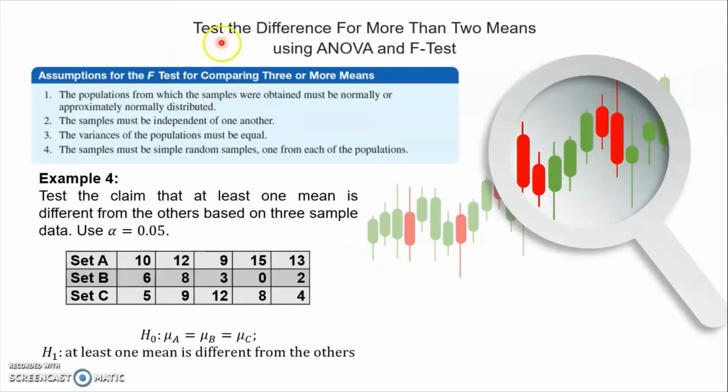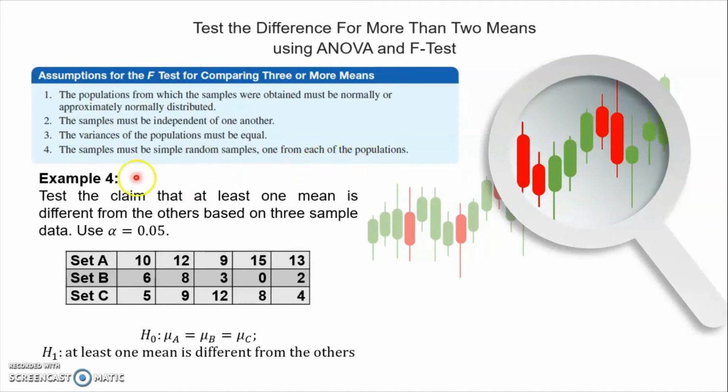Objective number 4. Test the difference for more than two means using ANOVA and f-test. These are the assumptions for the f-test. Number 1, the populations from which the samples were obtained must be normally or approximately normally distributed. Number 2, the samples must be independent of one another. Number 3, the variances of the populations must be equal. And lastly, the samples must be simple random, and one from each of the populations.